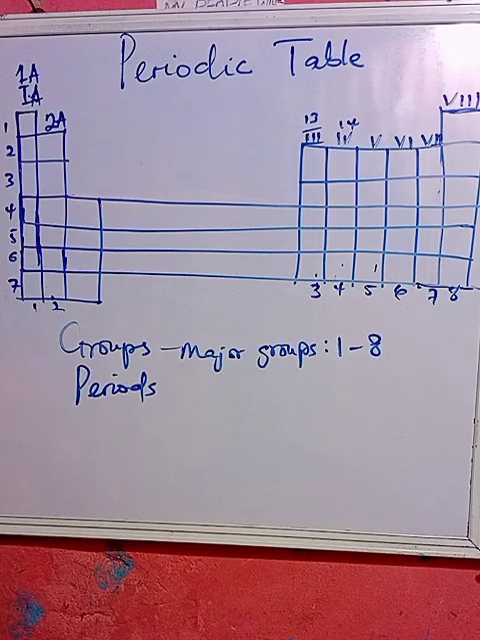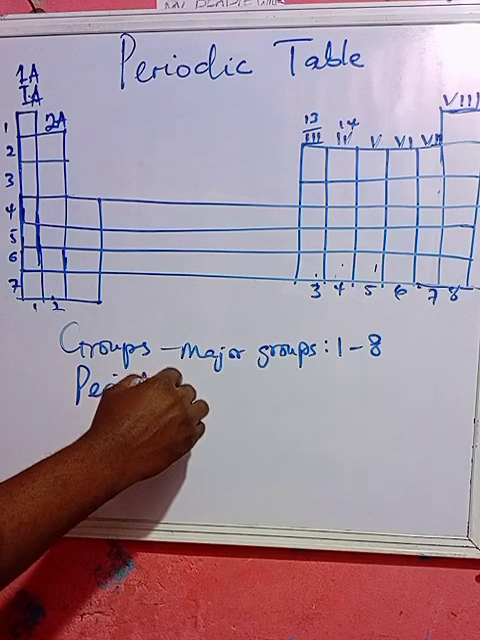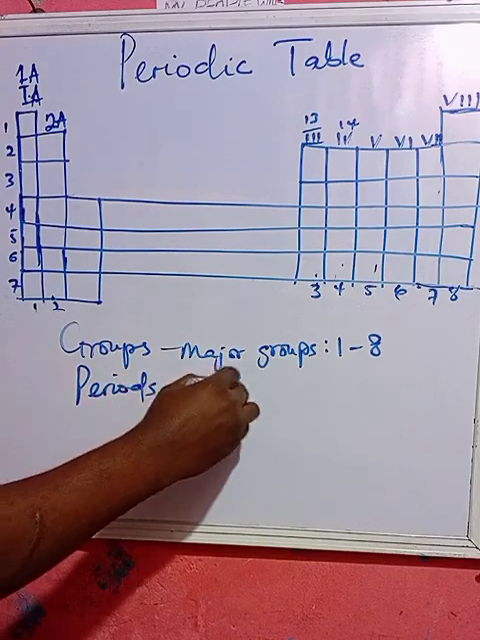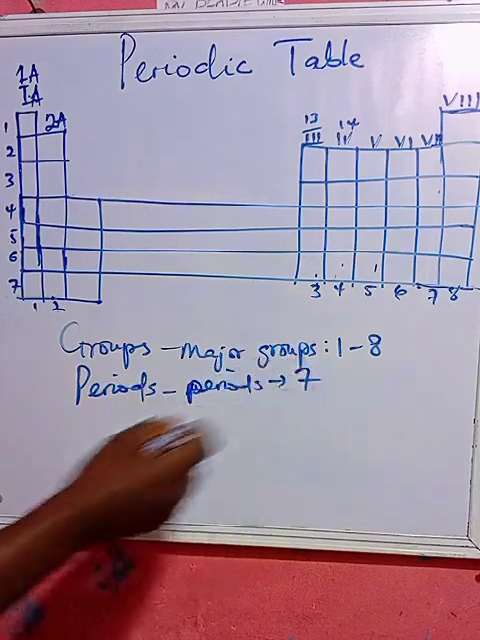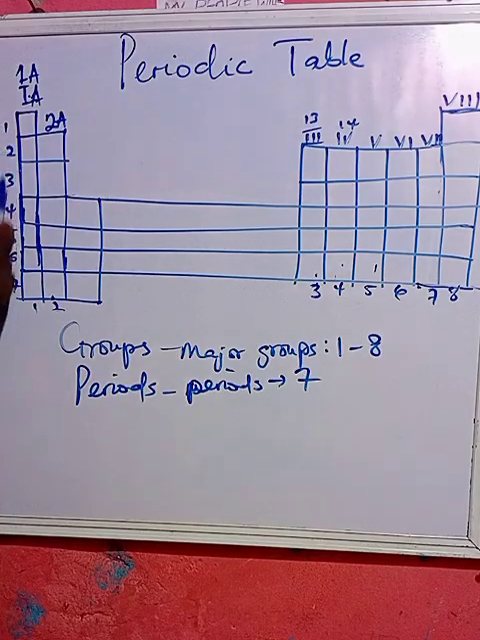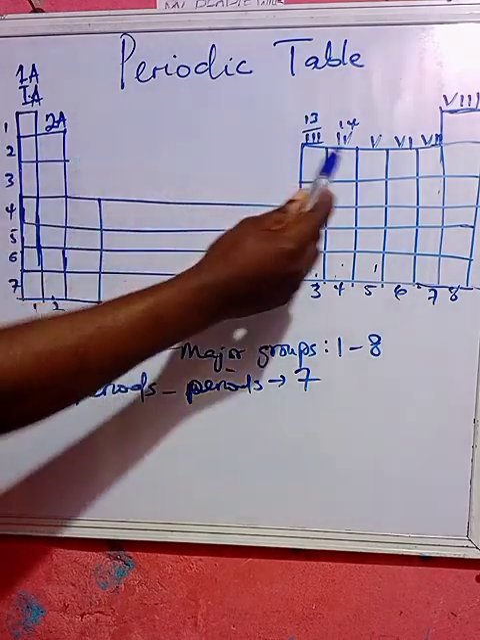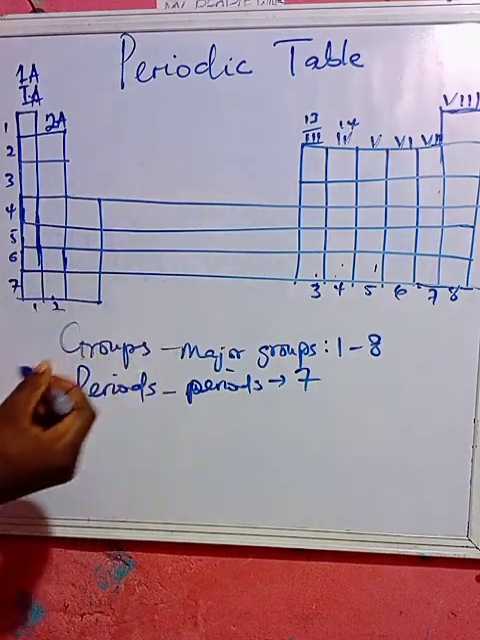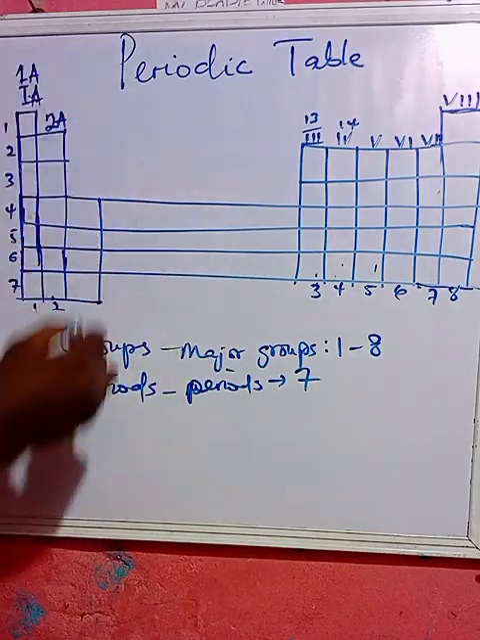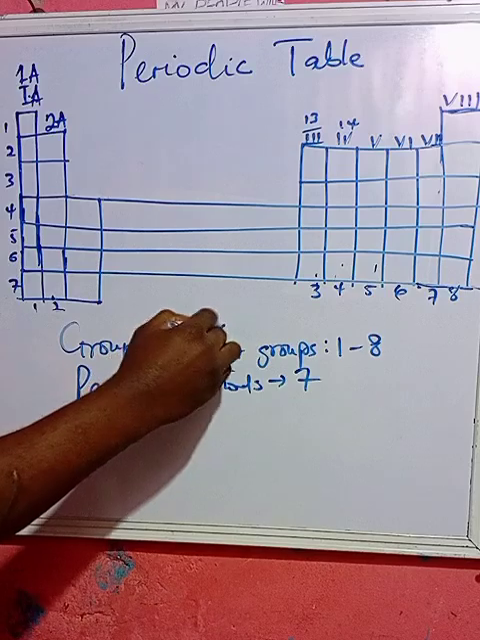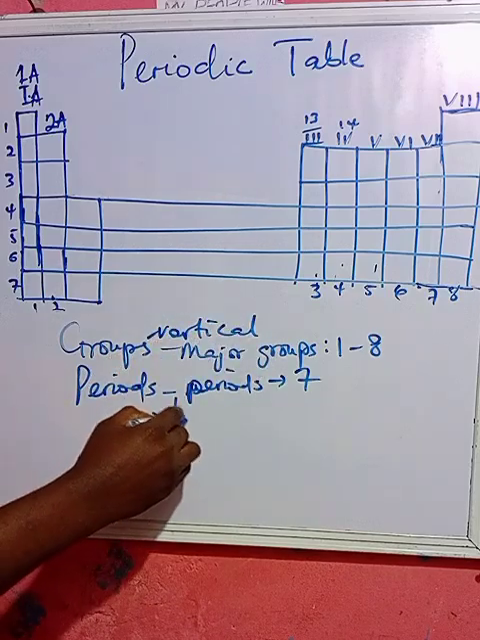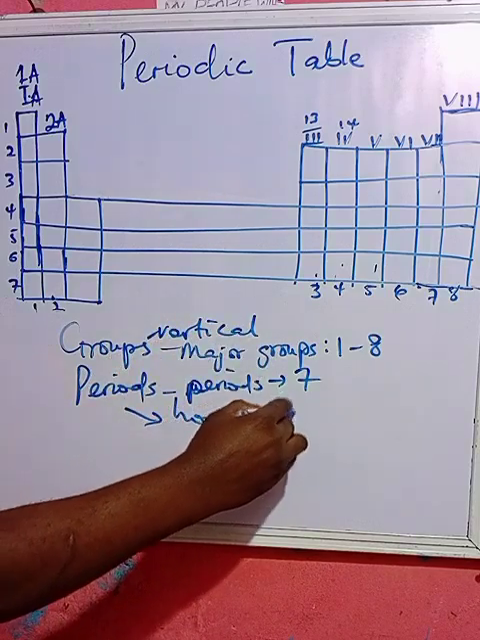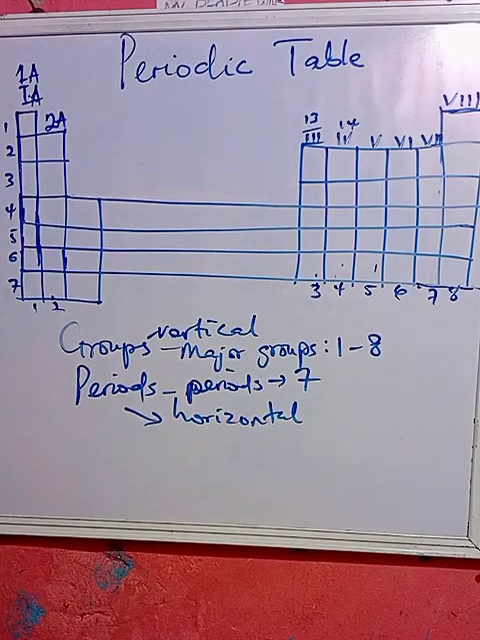So on periods, we have 7 of them. Now the periods are these numbers, the horizontal lines, while the groups are the vertical lines. The groups are vertical, periods horizontal.